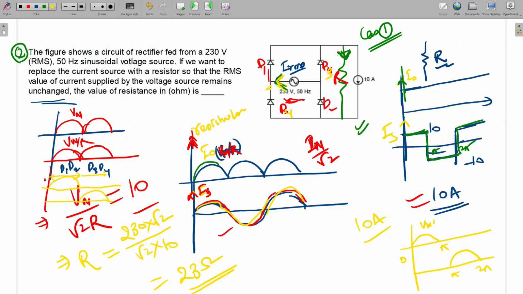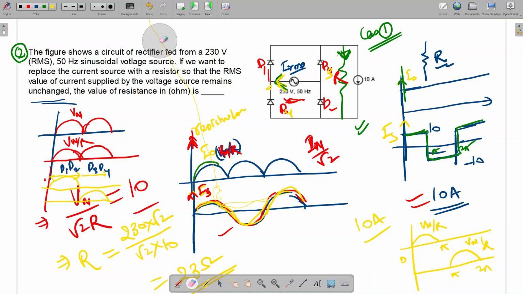Magnitude will be Vm upon R. So the actual source current waveform will be like this one. Here also magnitude will be Vm upon R. And what will be the RMS value? Vm upon root 2. Is it clear to all now?